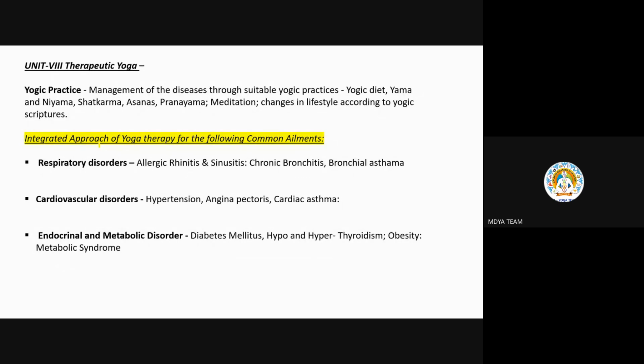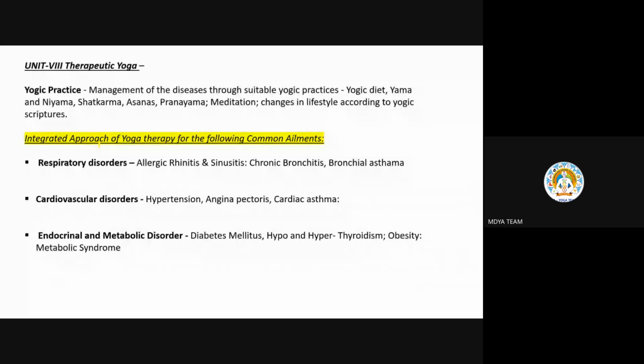So what exactly is the integrated approach of yoga therapy? We'll understand that. When we work on each and every kosha, hopefully you all know about the koshas. Yes or no? Yes, ma'am. When we work on all the 5 koshas, Annamaya Kosha, Pranamaya, Manomaya Kosha, Vijnanamaya Kosha, and Anandamaya Kosha, when we all together work on all the koshas to heal any particular problem or disease, then that aspect is called the integrated approach of yoga therapy.